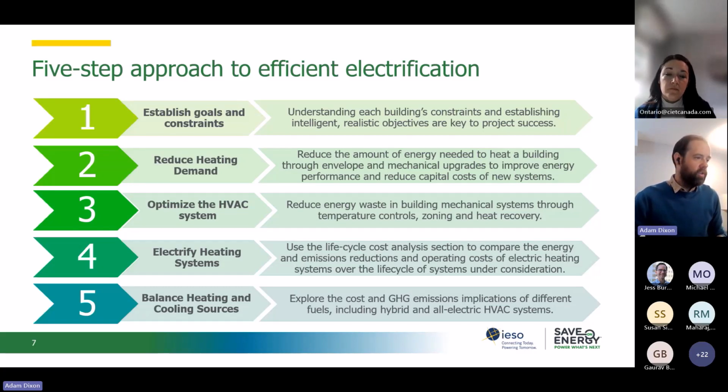This is where we're going to electrify, or consider electrifying, our heating system, using some life cycle costing tools and some more detailed tools. We will get into using RETScreen.